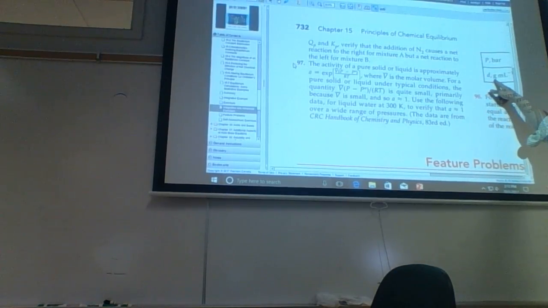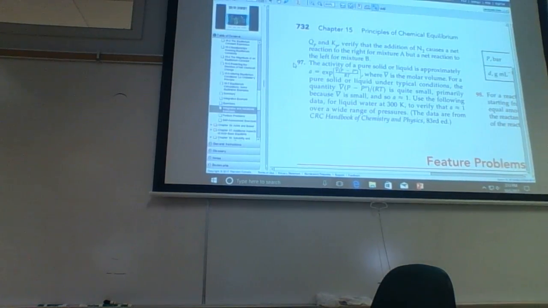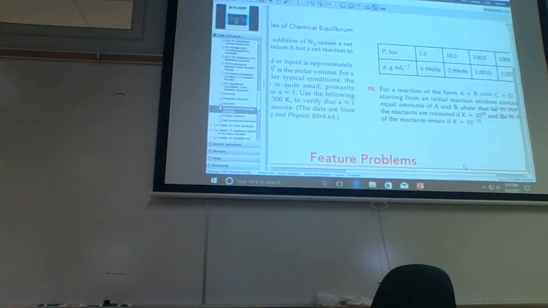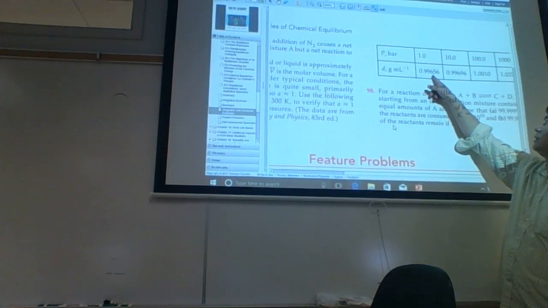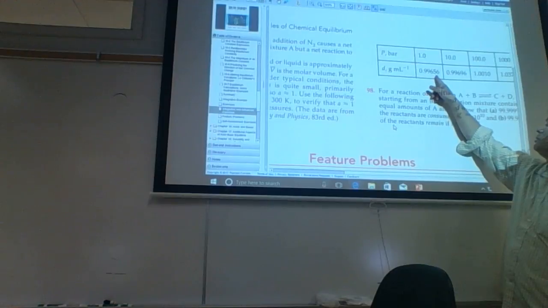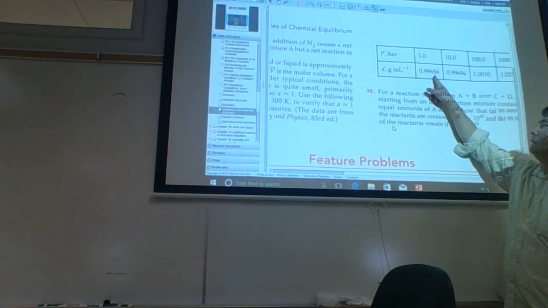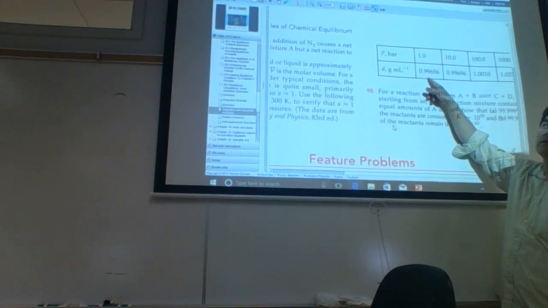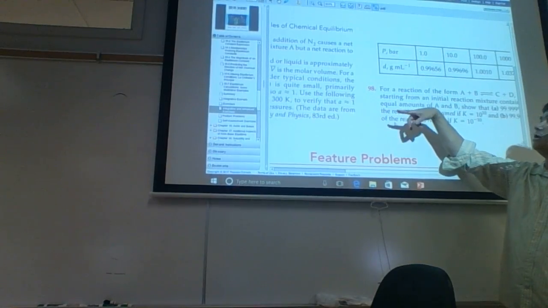So this is water, so 18.02 grams per mole. If you want to do the calculation, you take this and convert from grams to moles by dividing by 18.02 grams per mole. And then convert from milliliters to liters, a liter per 1,000 milliliters, and that will be the molar volume there. And then plug those in over there.